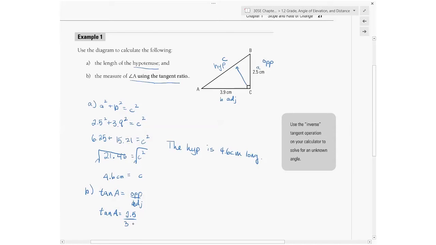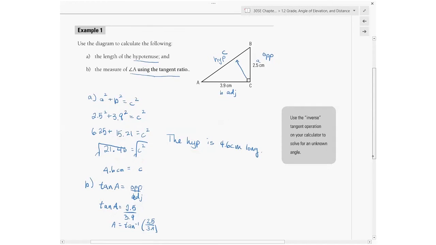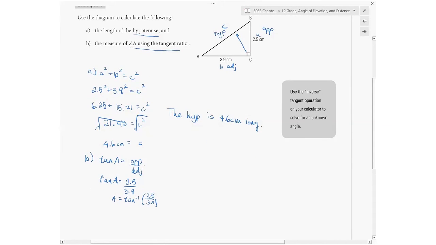And to undo this tan, we have to use the tan inverse. So it's the tan to the negative 1 of 2.5 over 3.9. Let's just scroll this down a little bit. And again, it depends on how your calculator works. On your calculator, there'll likely be a second function or a shift button you have to use to get tan inverse. You might have to push that first.